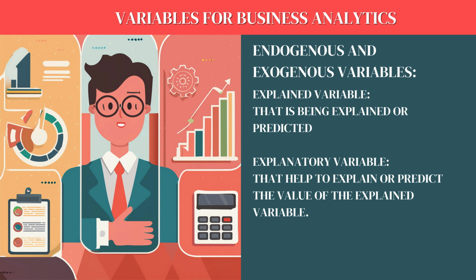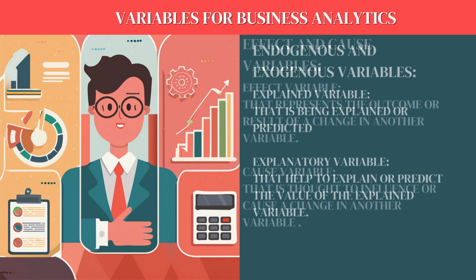Endogenous and exogenous variables. Endogenous variables. These are variables that are determined or influenced by other variables within the system or model being analyzed. Exogenous variables. These are variables that are determined or influenced by factors outside the system or model being analyzed. Explained and explanatory variables. Explained variable. This is the variable that is being explained or predicted by the other variables in the analysis. Explanatory variable. This is the variable that helps explain or predict the value of the explained variable.